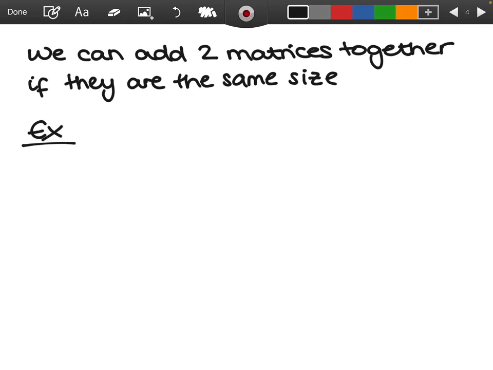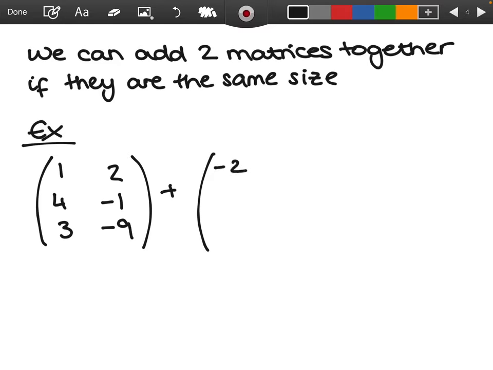Why is that important? Well, we add the corresponding entries to each matrix. So when we do this, let's say our example, I'm going to do two different 3 by 2 matrices. So I've got 1, 2, 4, -1, 3, -9, plus -2, 6, 1, 1, -4, 7. So I'm adding these two matrices together. They have to be the same size because when we add matrices, we just add their corresponding entries.